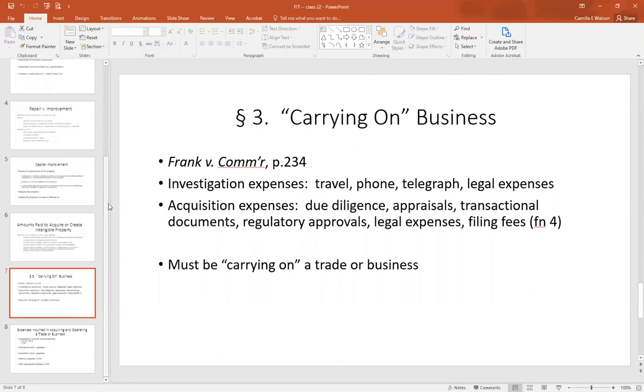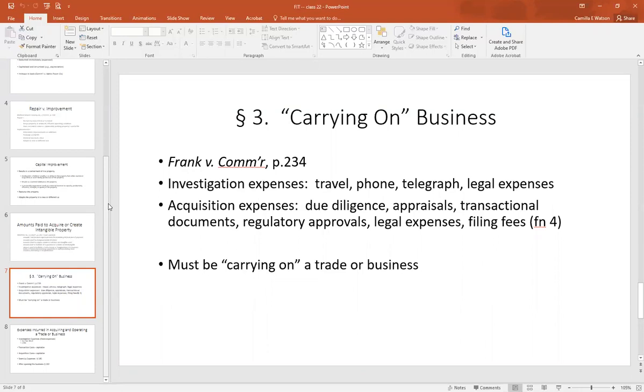Section 3 deals with carrying on a business and the case of Morton Frank versus Commissioner on page 334. Here, the taxpayers wanted to purchase and operate a newspaper or radio station. To that end, they traveled around the country investigating possibilities. They incurred some incidental expenses in doing that, such as travel, phone, telegraph, back in the days when they had telegraph, and some legal expenses.